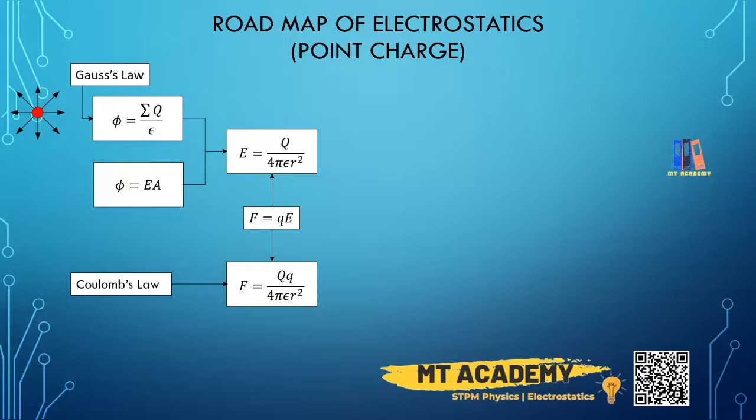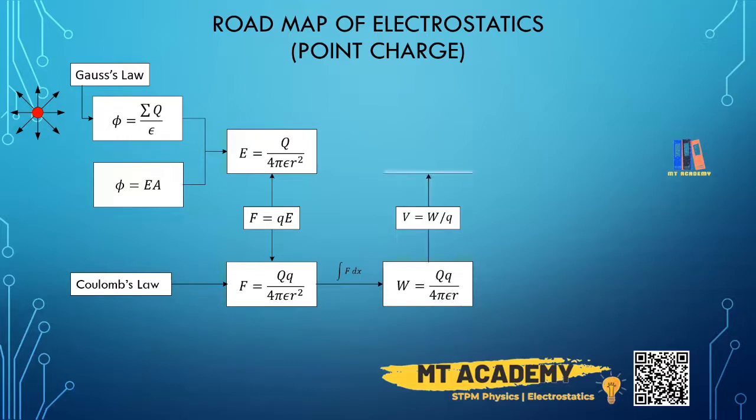Next, we are doing some work to move a point charge from one point to another against the electric field produced by the source charge. By integrating the force with respect to R, we get the formula for the work done. Then we learn about the electric potential, defined as the work done per unit charge. We can derive the formula for electric potential: V equal to Q divided by 4 pi epsilon R.